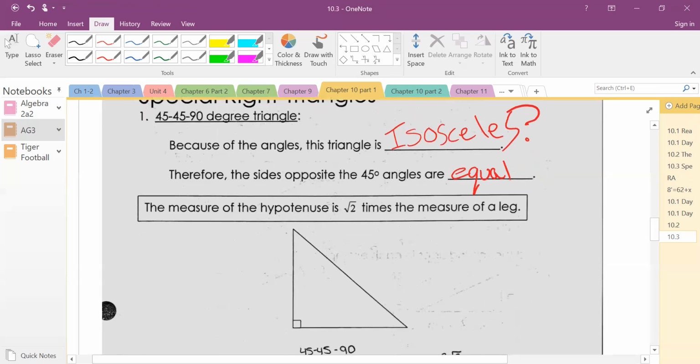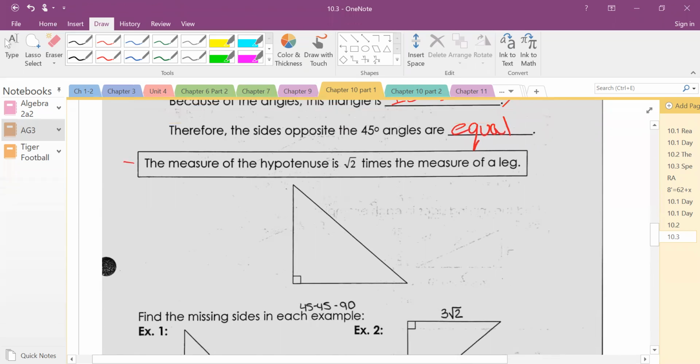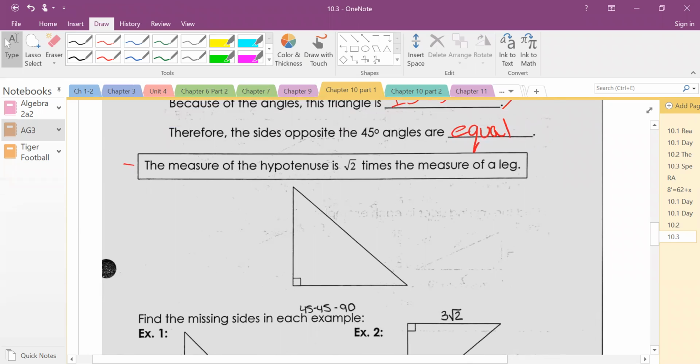So here's the first rule. The measure of the hypotenuse is √2 times the measure of the leg. What does that mean? Well, let's just label a leg. Let's label one leg X. If this side right here is X, the bottom leg, what's the left leg? Well, that's going to be also X because it's a 45, 45, 90. It's isosceles. Legs are the same.